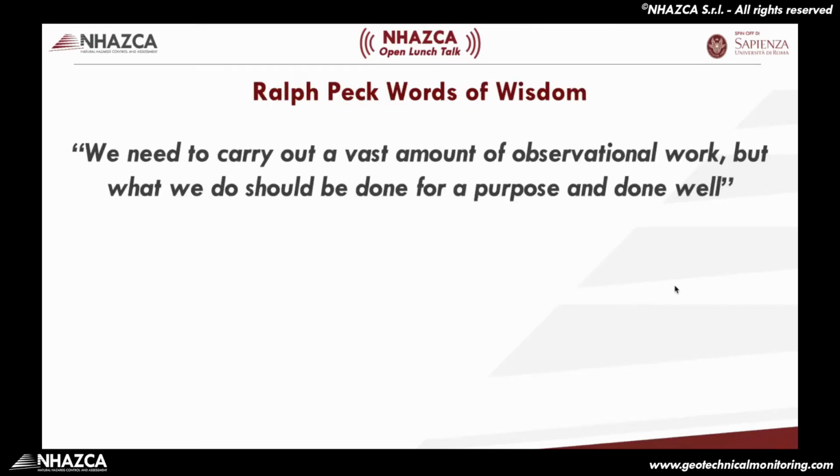Ralph Peck had some words of wisdom that I present very often in my presentations. This is one of them: we need to carry out a vast amount of observational work, but what we do should be done for a purpose and done well. So there are three key points. Do a vast amount of observational work. There must be a purpose, and it should be done well.